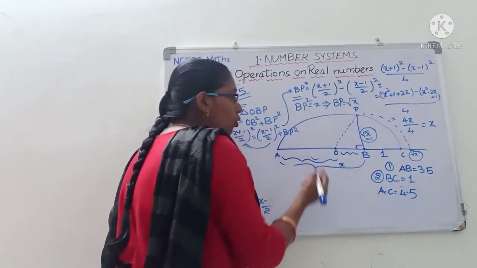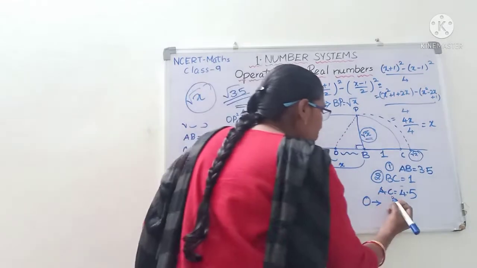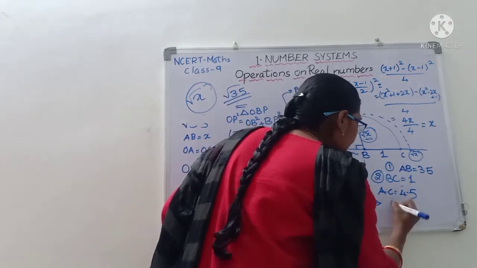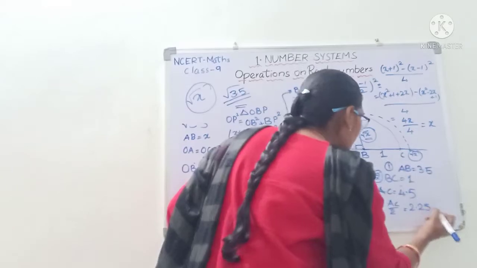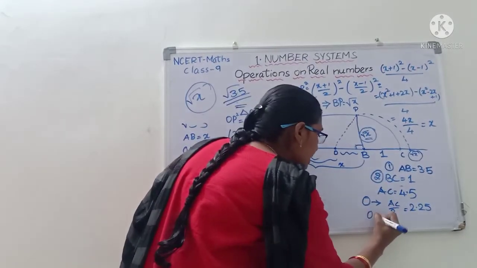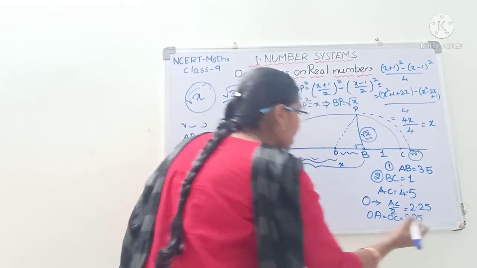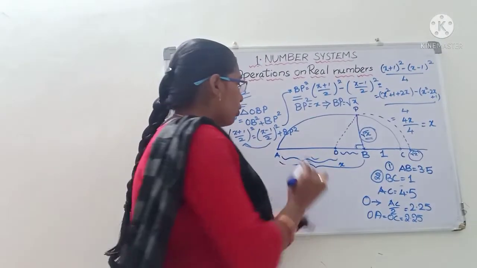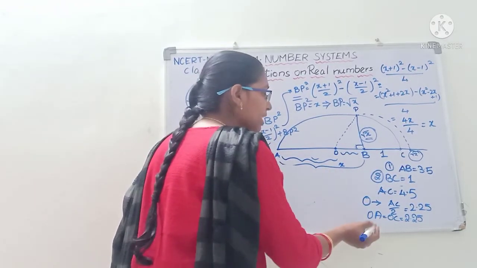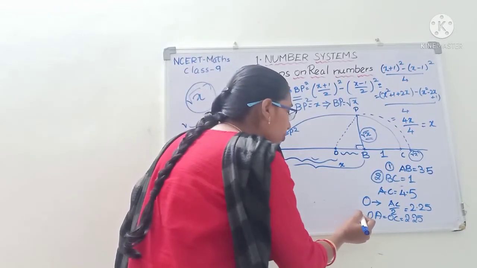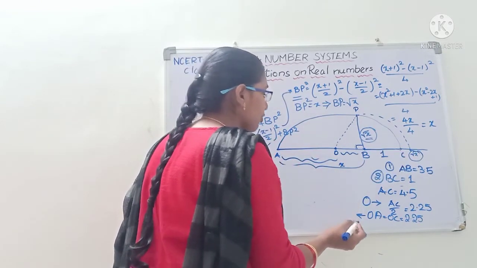Now mark O. O will be what? The midpoint of AC. What is the midpoint of AC? AC by 2, that means 2.25. So OA is equal to OC is equal to 2.25. Mark this point O. Then draw a semicircle with radius 2.25 units.